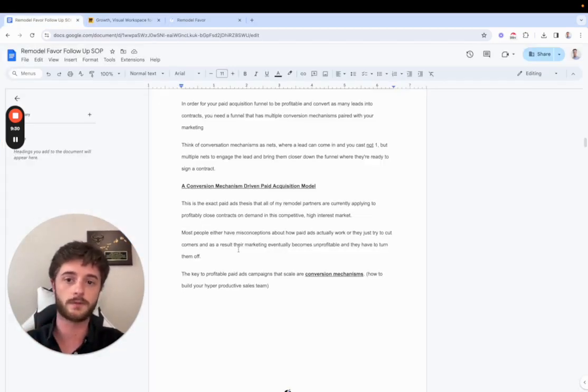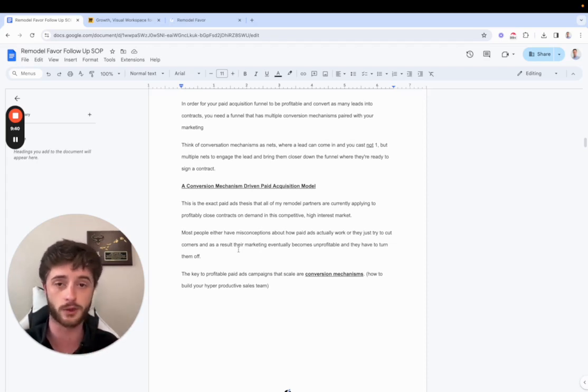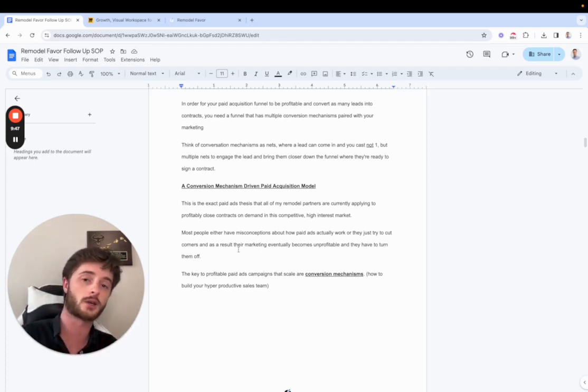So in order for your ads and your paid acquisition funnel to be profitable and convert as many leads into contracts as possible, you need a funnel that has multiple conversion mechanisms paired with your marketing. So that's multiple ways a lead can come in and get turned into an appointment and then eventually a contract.